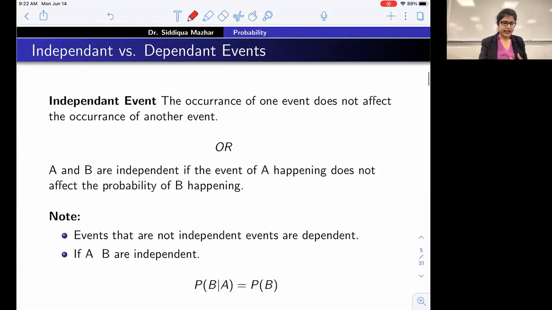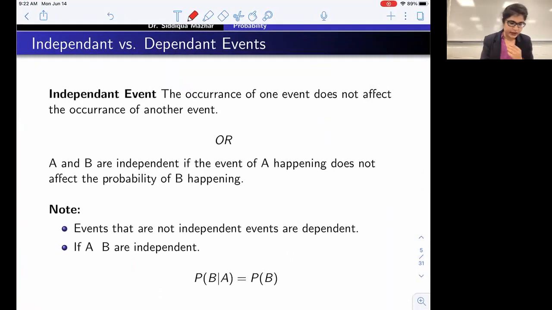So this is what I have explained here, independent and dependent events. For independent events, the occurrence of one event does not affect the occurrence of another event. Or you can write it down that A and B are two independent events if the event of A happening does not affect the probability of B happening. Like whether I'm driving a BMW has no effect on the probability of what my favorite color is. So these are independent events. If the experiment is not independent, for sure that will be a dependent event.